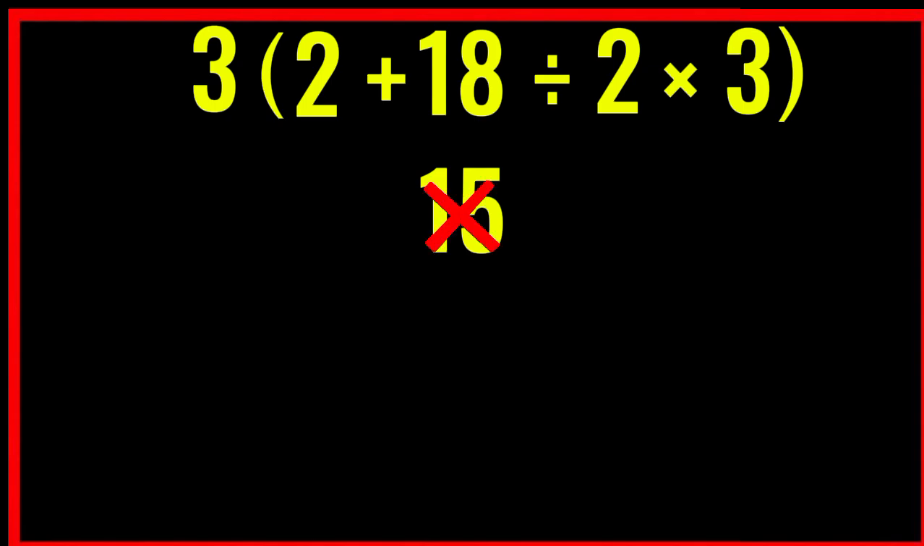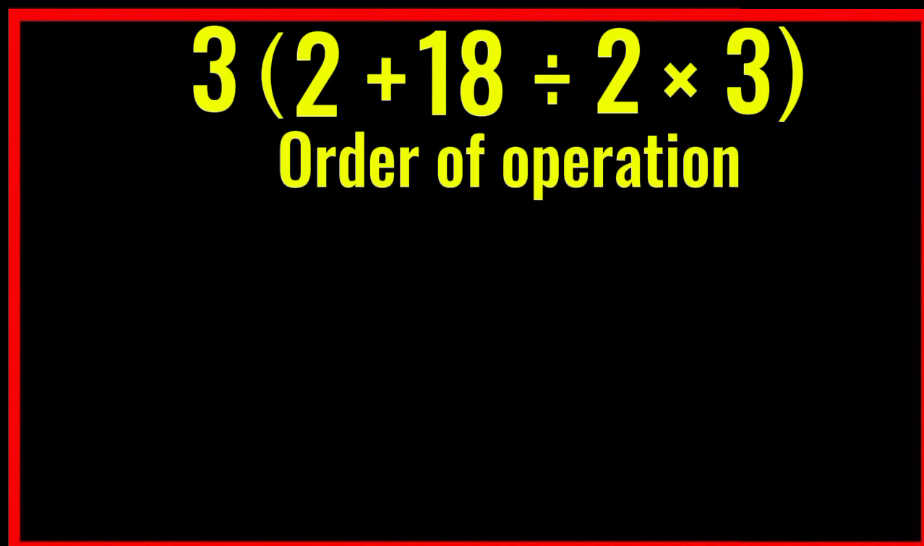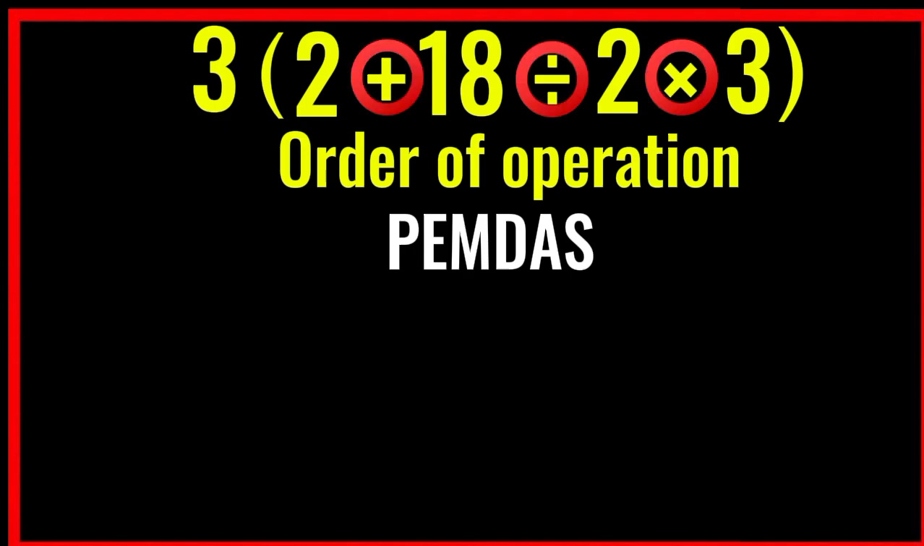The reason is simple. We did not follow one of the most important rules in mathematics called the order of operations, also known as PEMDAS. PEMDAS is a rule that tells us exactly which operation to perform first whenever we have more than one operation in the same mathematical expression. Without PEMDAS, everyone could solve the same question differently and end up with different answers. Mathematics would become confusing because there would be no standard method for solving expressions. That's why students all over the world are taught the order of operations. So let's break it down.